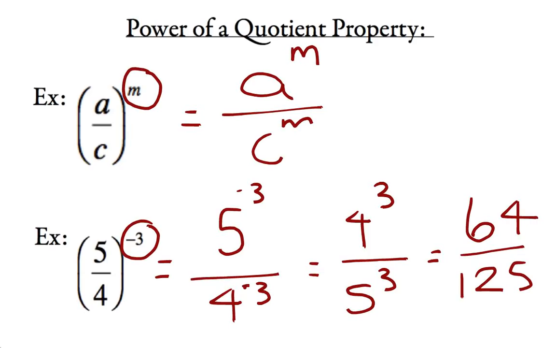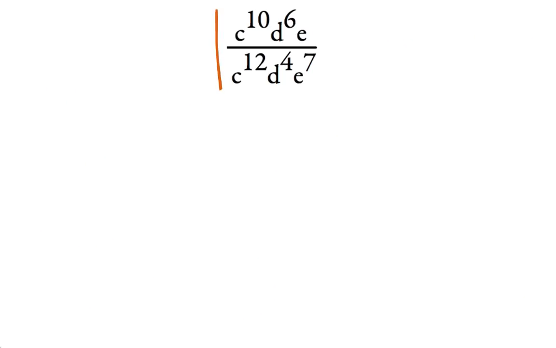Here's another example of the quotient of powers property. I need to simplify my c, the d, and the e's. I look at this as 3 separate things. So I'll start with my c's. So c to the power of 10 divided by c to the power of 12. That's going to give me c, when I subtract my exponents, to the power of negative 2.